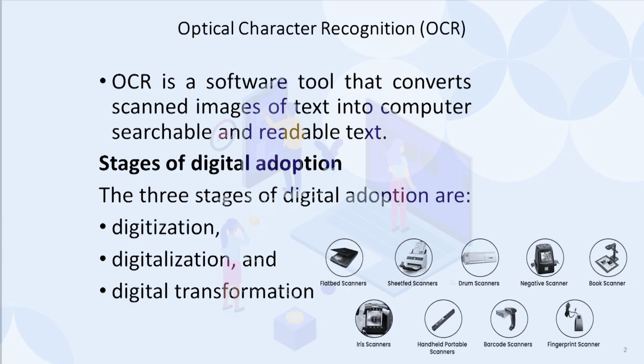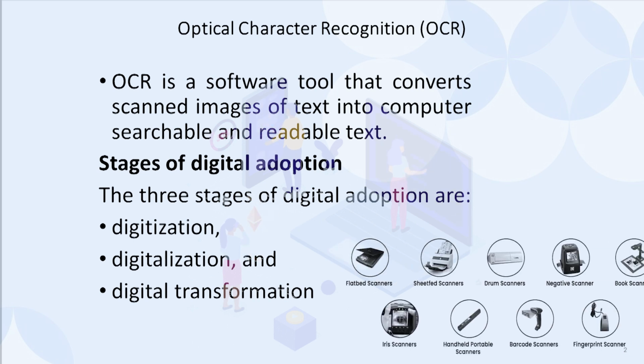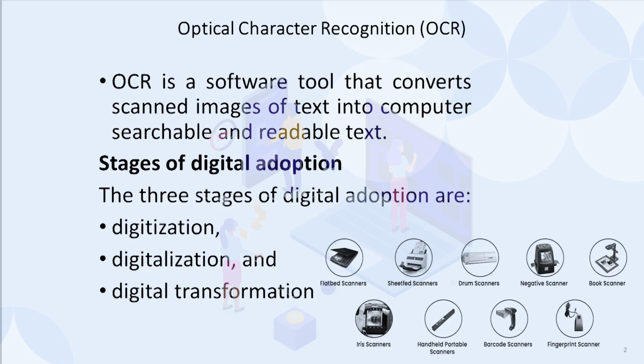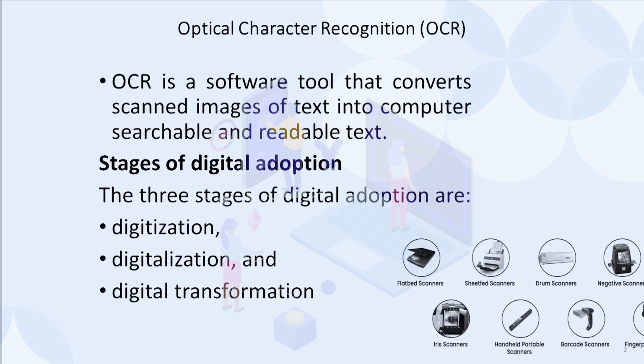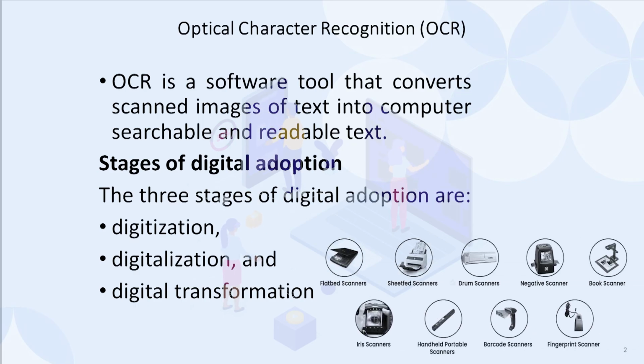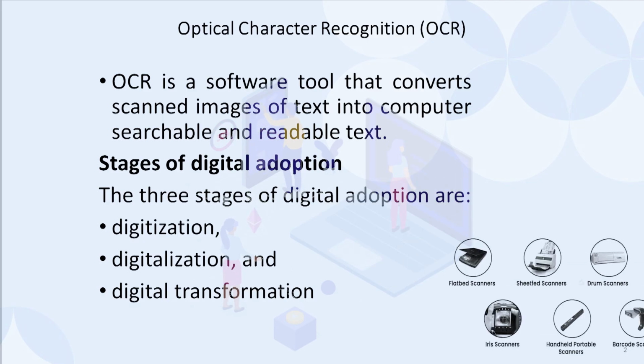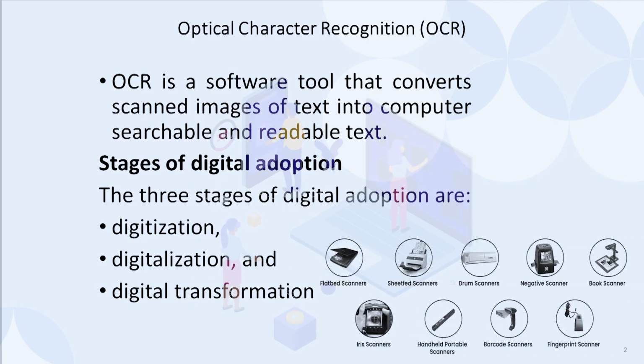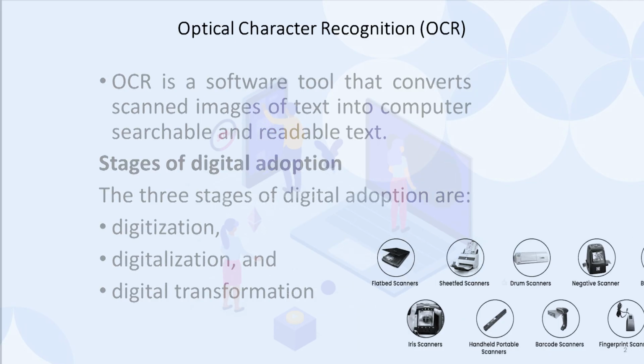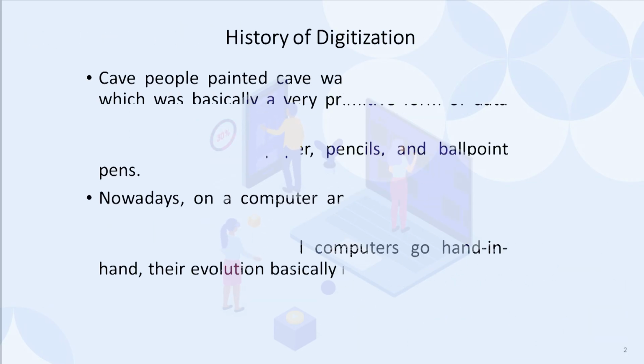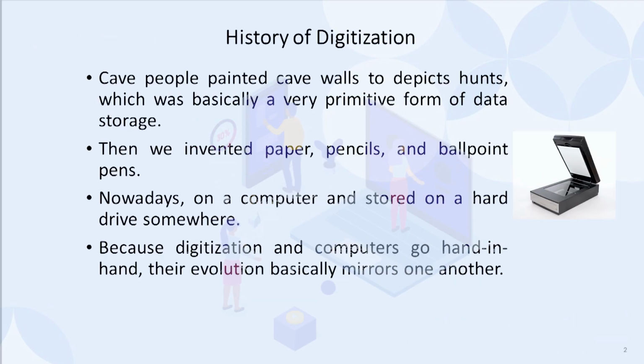There are three stages of digital adoption: digitization, digitalization, and digital transformation. The basics of digitization require tools and resources. Why do you digitize? Because you want to digitize analog, printed documents. Document digitization requires scanners, imaging software, a storage solution, and available staff. Then digital transformation. Then the history of digitization.